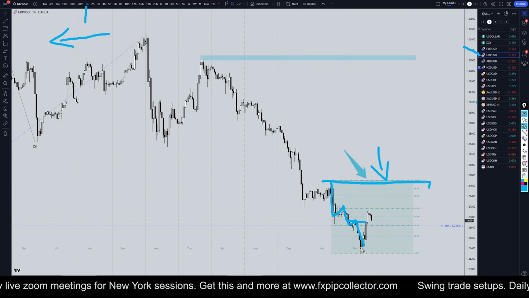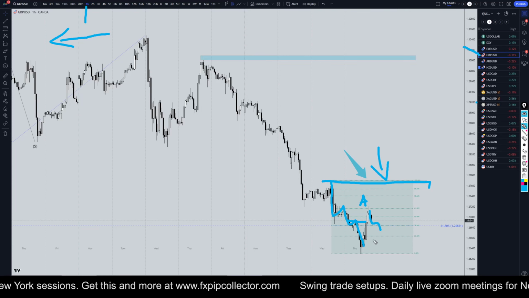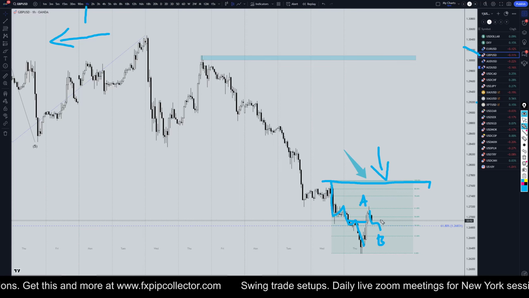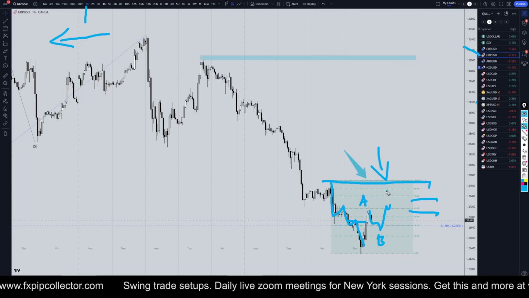So more than likely this move up is going to be probably a wave A. We're probably now in a pullback to that move up, so we're looking at a wave B. And I would expect it to maybe go back up to the 60-78% for wave C.